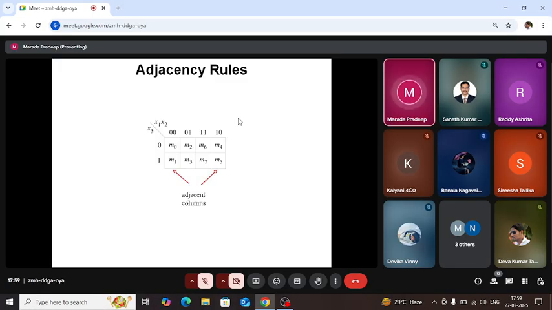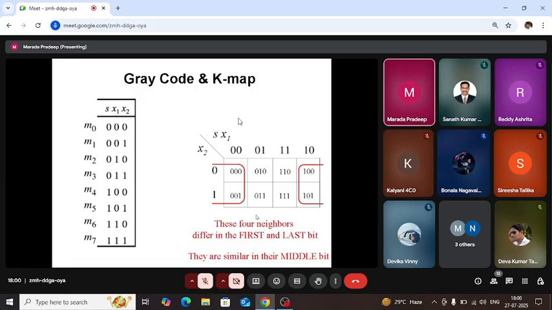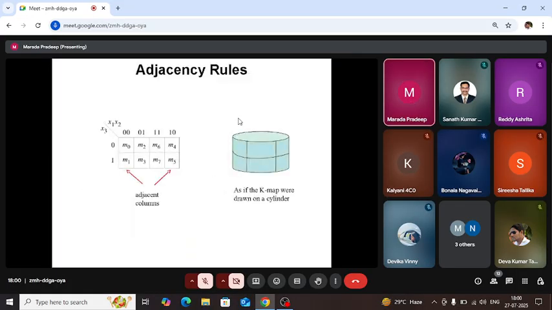The M naught and M1, M4, M5 are also adjacent because, see, 0 0 0 and 1 0 0, only one bit is changing. So these are adjacent. See 0 0 1 and 1 0 1. Here also only one bit changes. Gray code follows adjacency, so I used it here. Here, see, these four neighbors differ in the first and last bit. They are similar in their middle bit, so we can group those four.